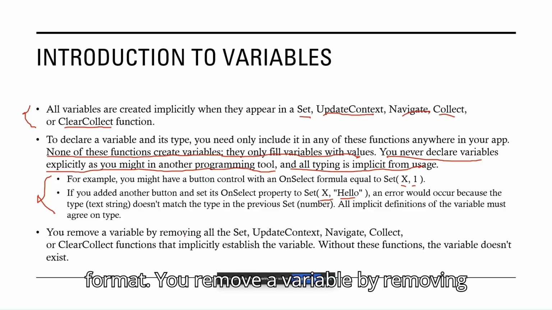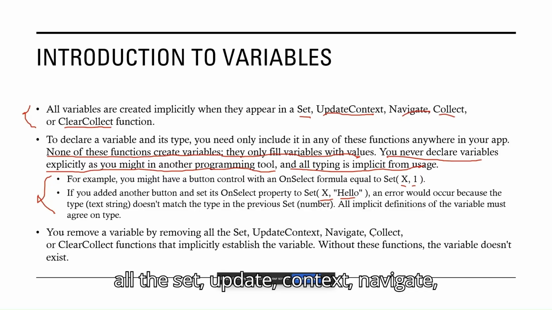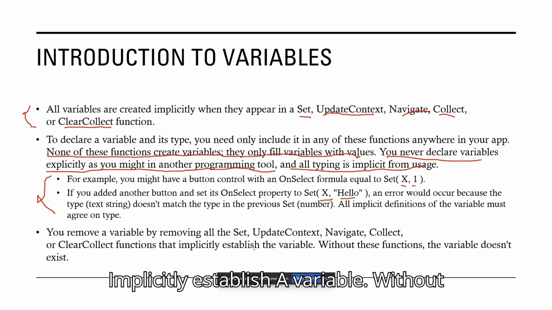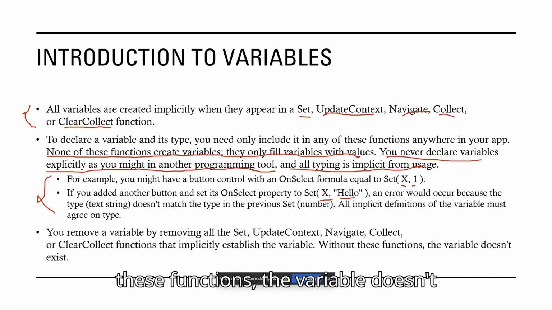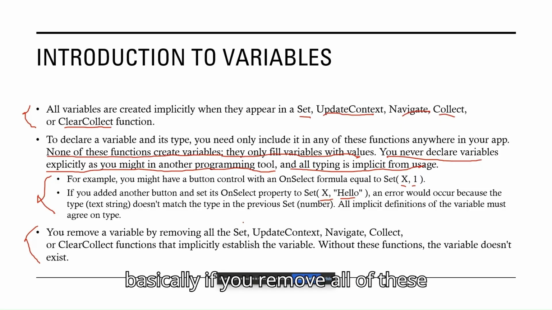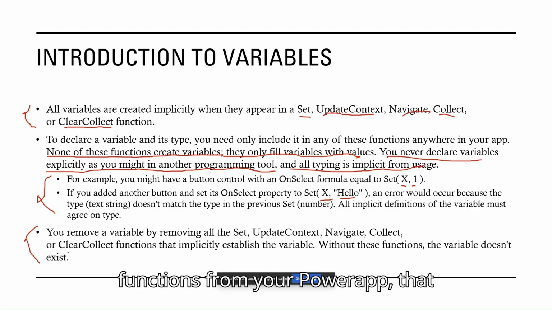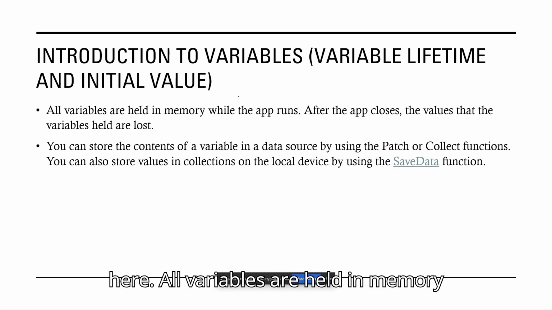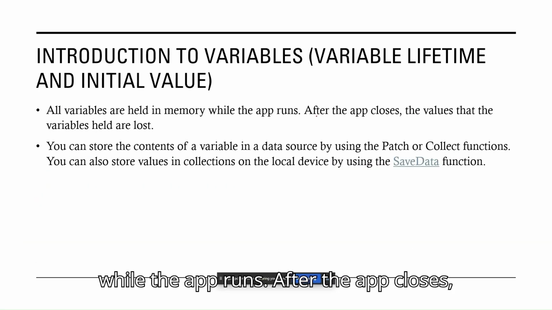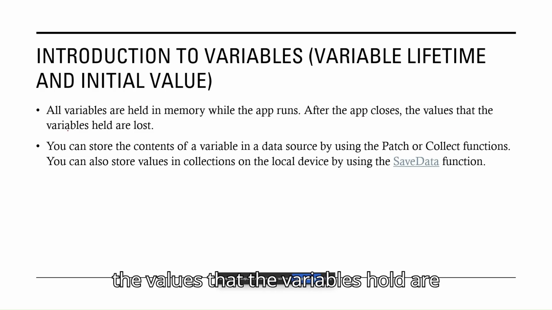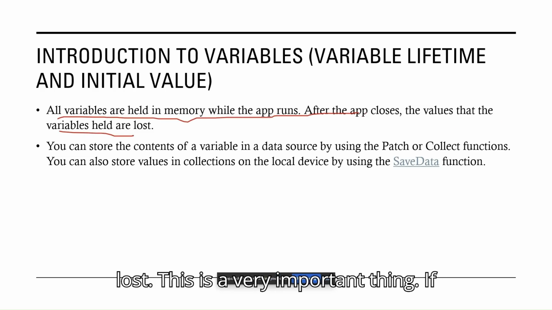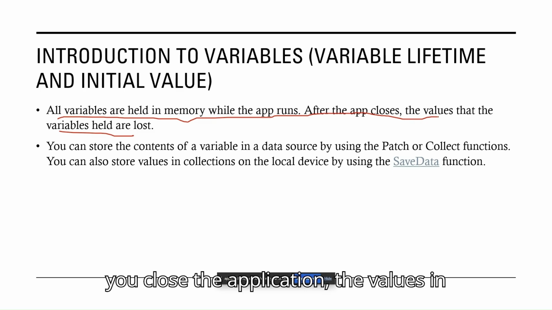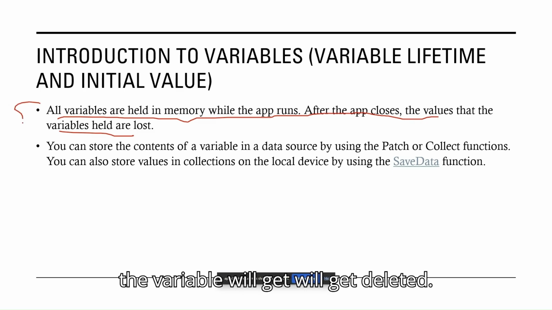You remove a variable by removing all the set, update context, navigate, collect, and clear collect functions that implicitly establish a variable. Without these functions, the variable doesn't exist. So basically, if you remove all of these functions from your Power App, that variable will just stop existing completely. All variables are held in memory while the app runs. After the app closes, the values that the variables hold are lost. This is a very important thing. If you close the application, the values in the variable will get deleted.